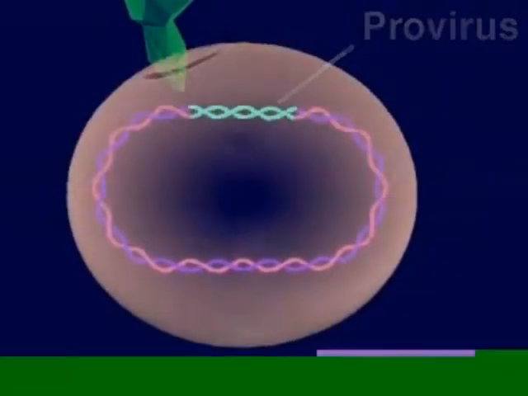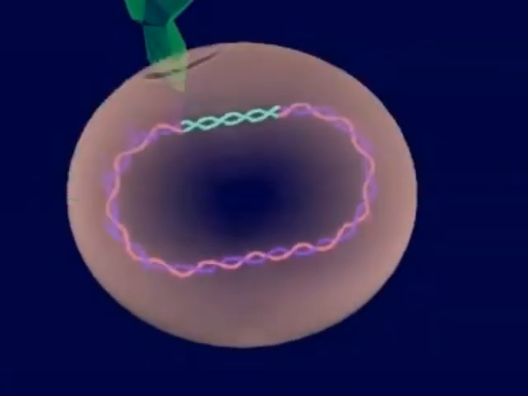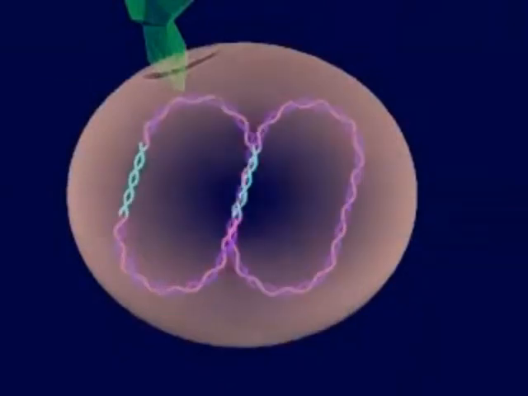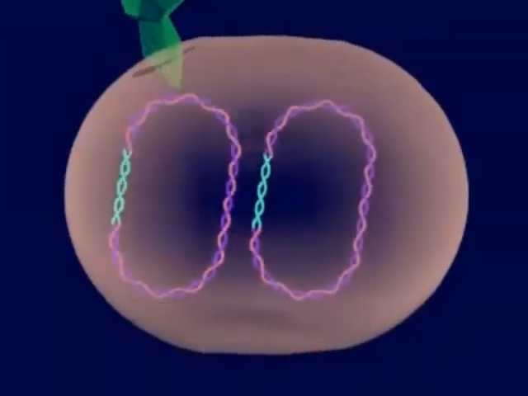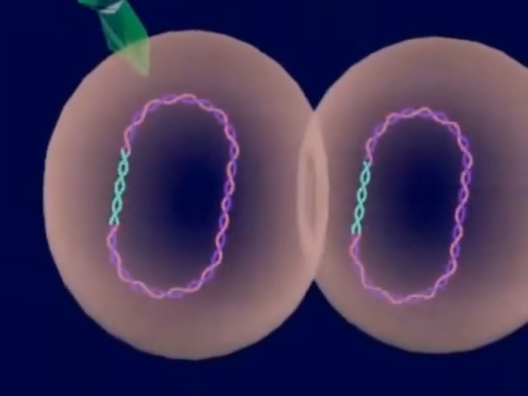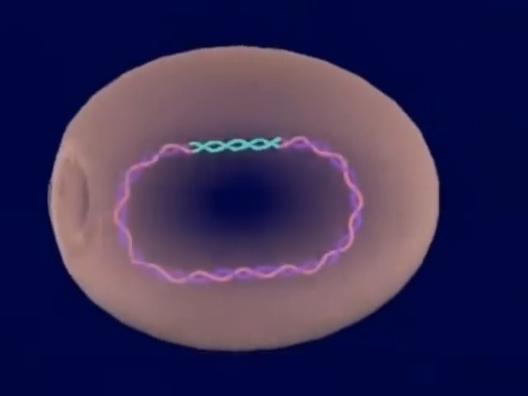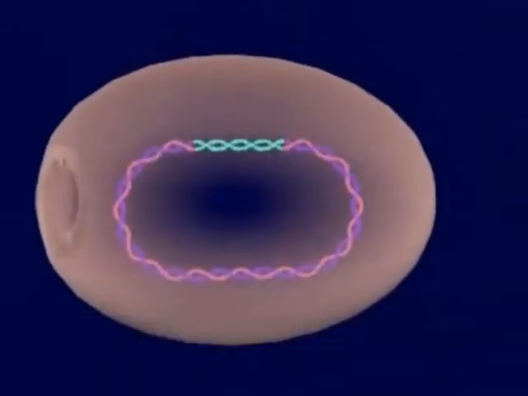During cell reproduction, the host cell copies the provirus genes along with its own DNA. The provirus is inactive at this time. When the cell divides, both the host genes and the provirus genes are passed on to the two daughter cells.